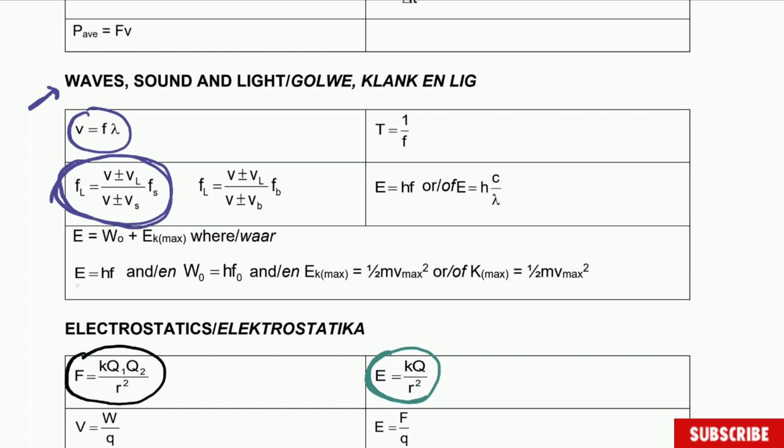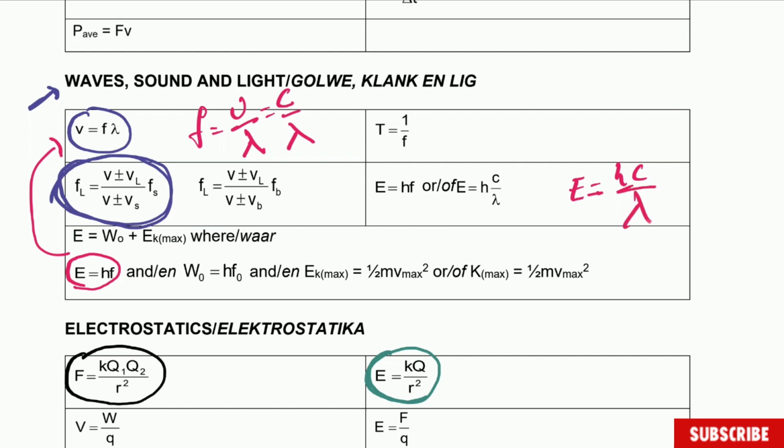Now, this one here can be used by combining it with the one of frequency, which is that one there. Okay, so if you combine it, you will get that E is equal to H. If you rearrange this one, you get that frequency is equal to V over lambda. Speed of light is C divided by lambda. Okay, so if you substitute that one, you get C divided by lambda.